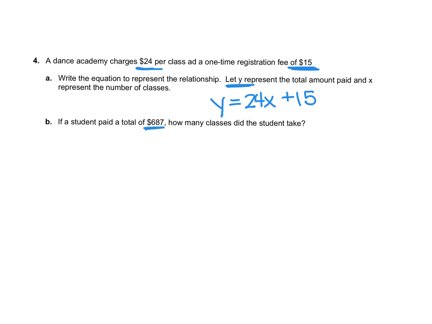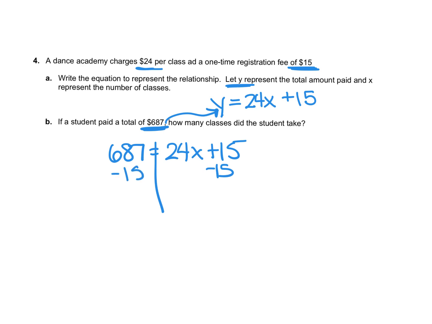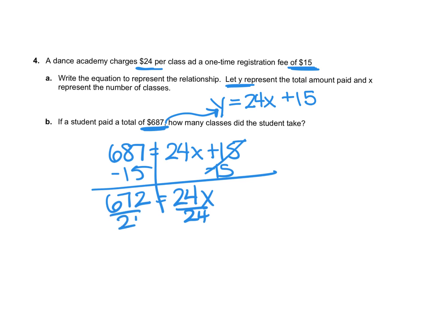And so now it says that if they paid a total of $687, how many classes did she take? So you're going to have 687 is equal to 24x plus 15. And then you're just going to solve for the variable. And when you divide by 24, we see x is equal to 28. So if she paid $687, that means that she attended 28 classes.